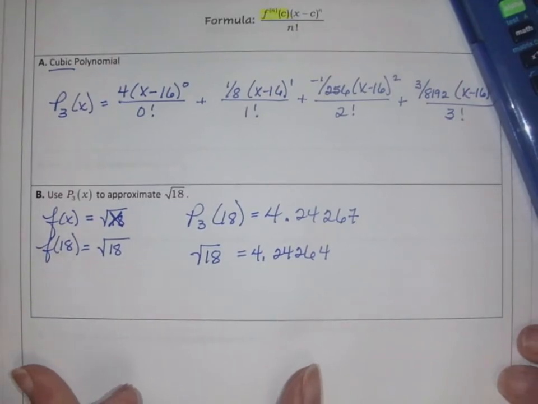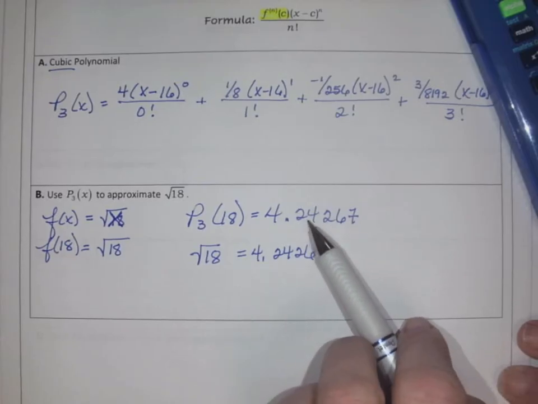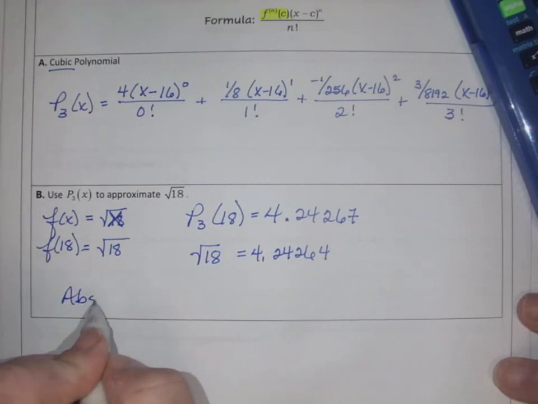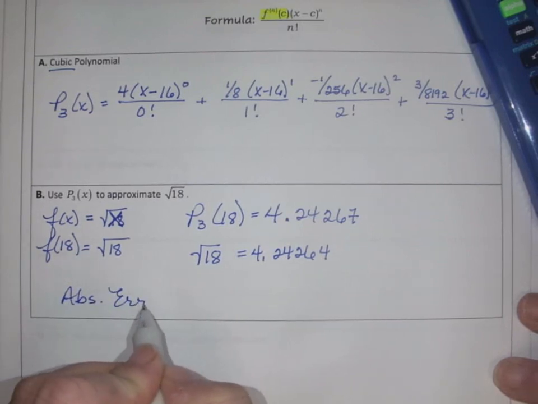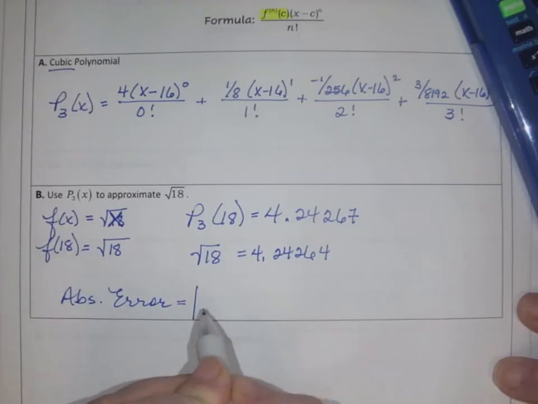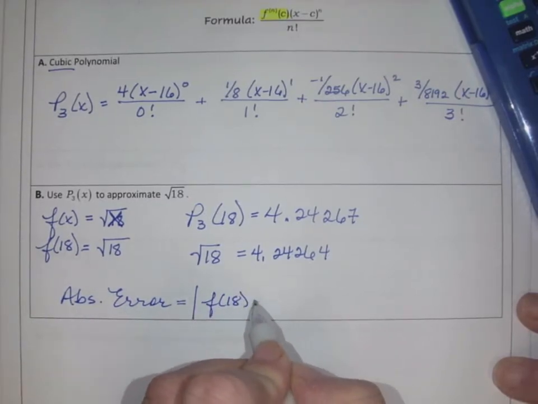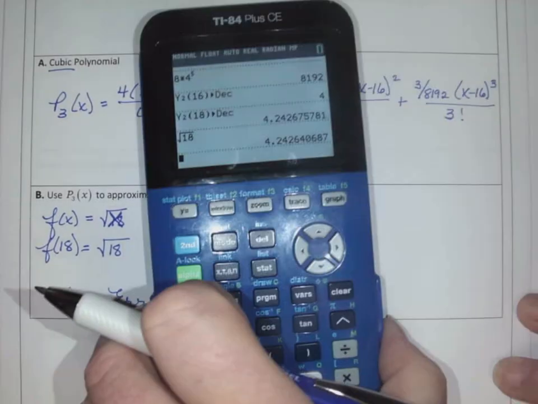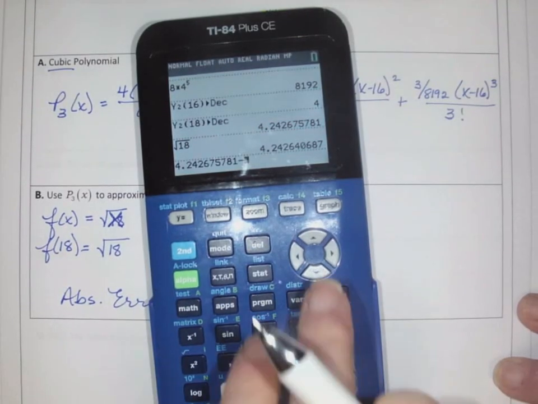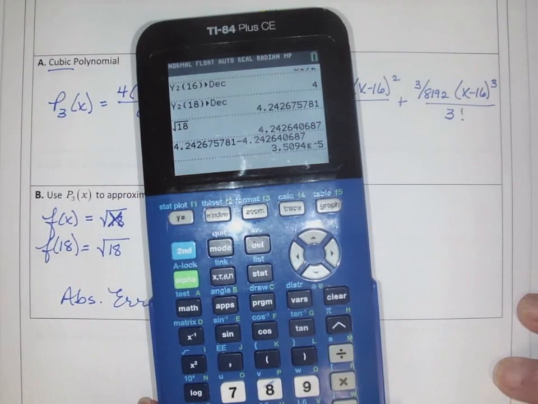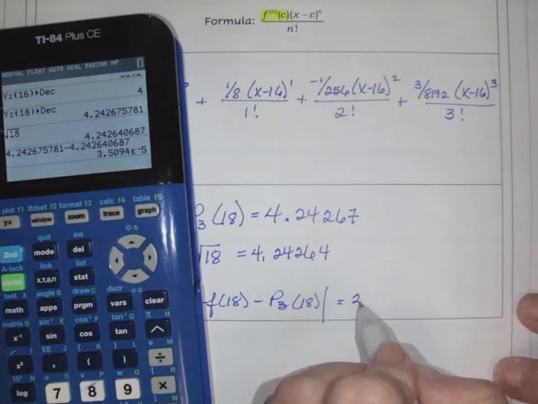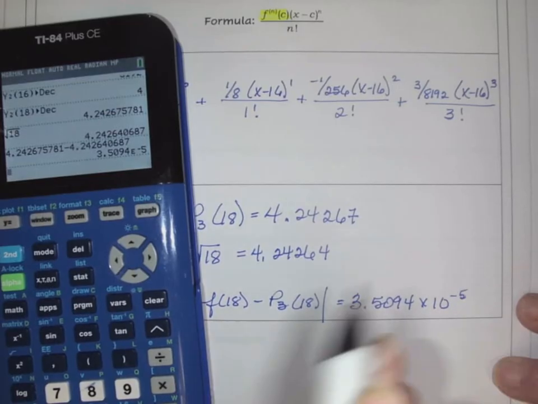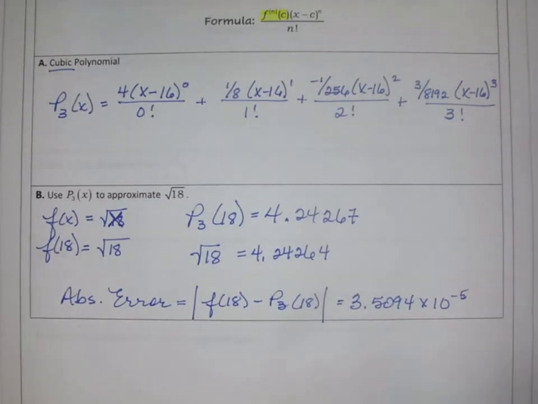And then we're 0.00003 off. Okay. So then the absolute error would be the absolute value of f of 18 minus p3 of 18, which would be, I'm going to take this guy minus this guy, and I get 3.5094 times 10 to the negative 5th. Okay. All right, let's try another one.